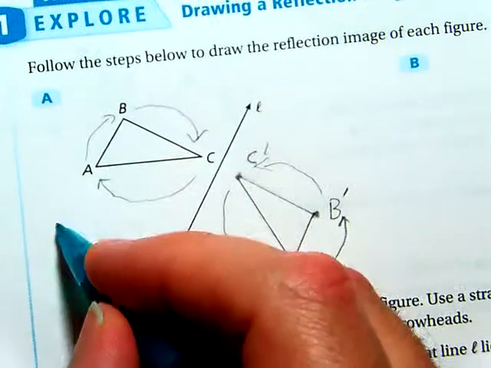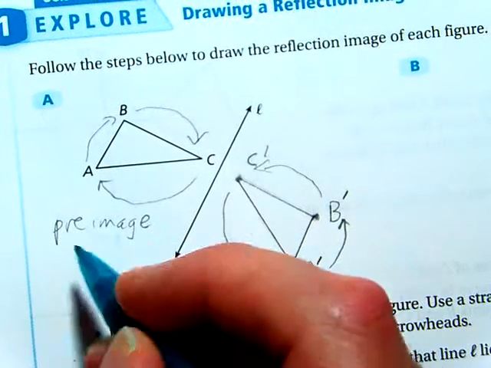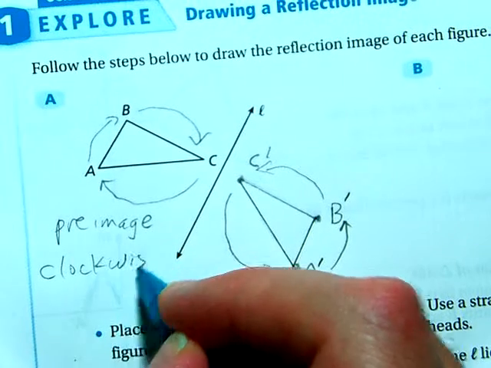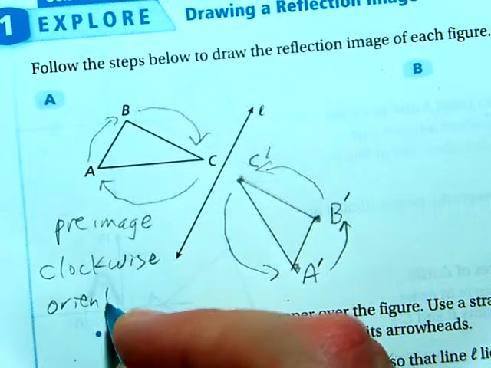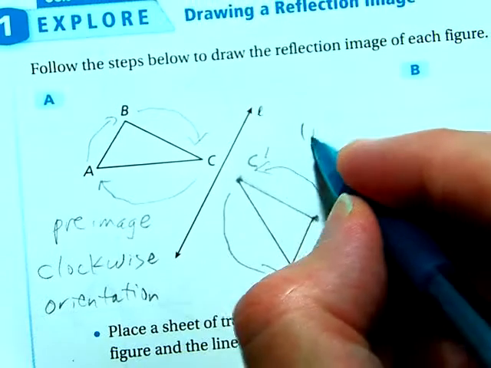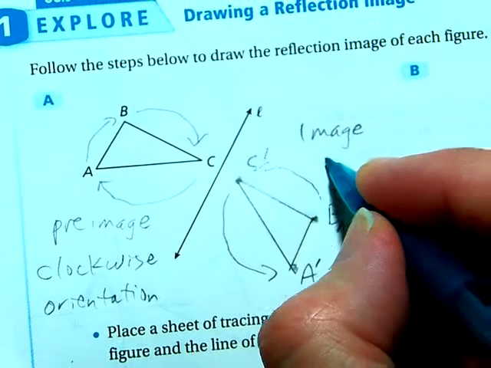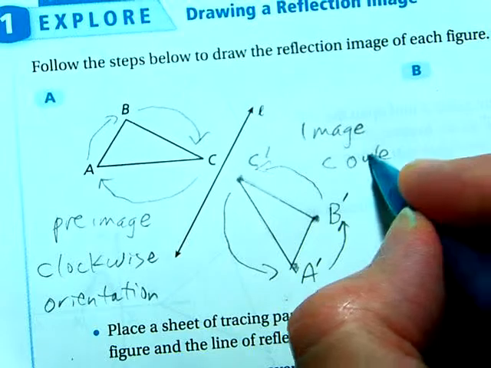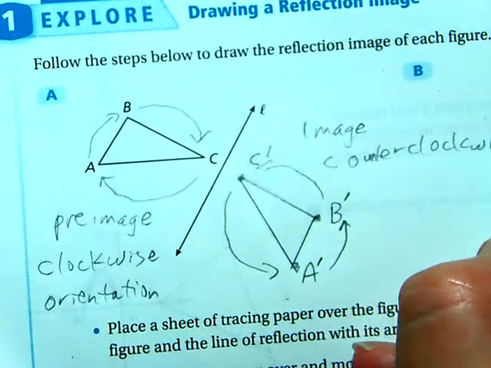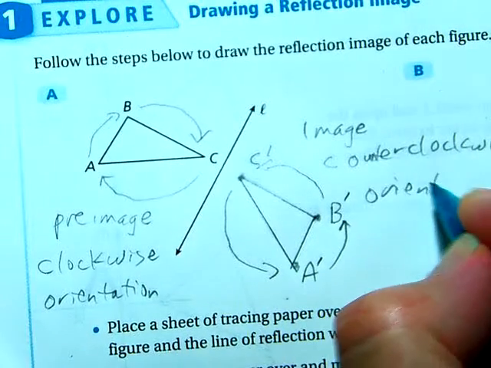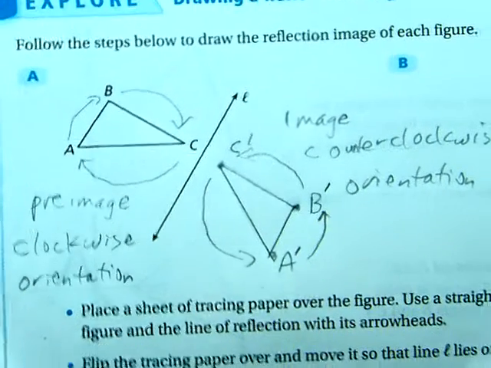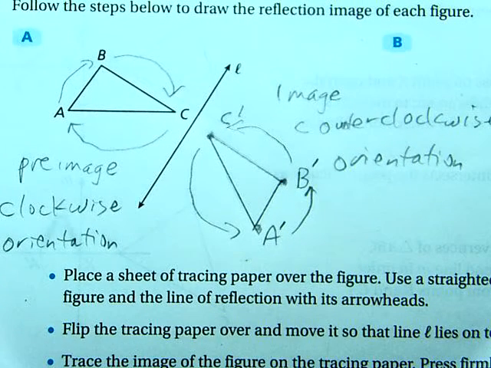So our pre-image had a clockwise orientation, and our image had a counterclockwise orientation. Okay. You will see that that will always be the case with single reflections. Reflection will change a clockwise orientation to a counterclockwise orientation, and will change a counterclockwise orientation into a clockwise orientation.